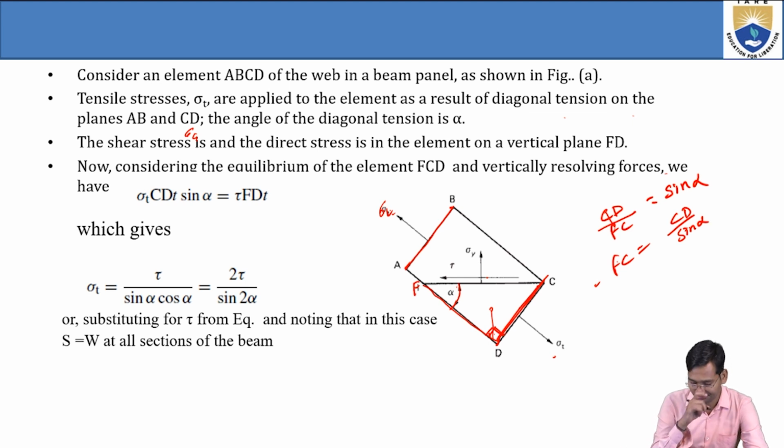First case. Now this here is the diagonal. This time we are taking this FC as the base, so this will be the diagonal and this will be the perpendicular.